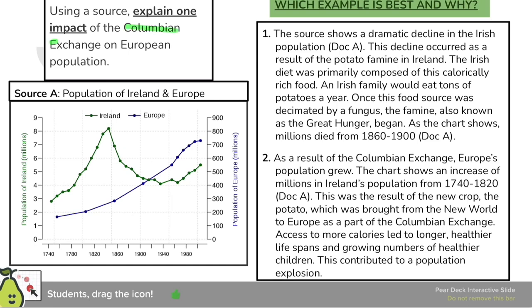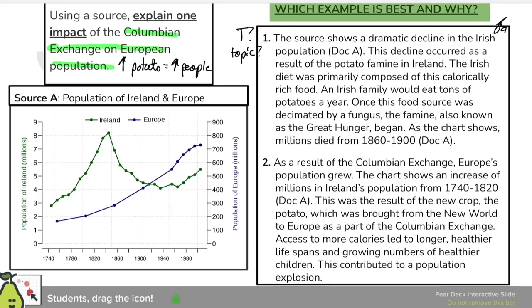The source shows a dramatic decline in the Irish population. Wait a minute. We don't even start with a topic sentence. We don't start with "One impact of the Columbian Exchange on Europe was..." You just go straight to the source. No, you have to have a topic sentence. So the source shows a dramatic decline in the Irish population. That is factual. That is what the source is showing. But what does that have to do with the Columbian Exchange? You have to connect it.